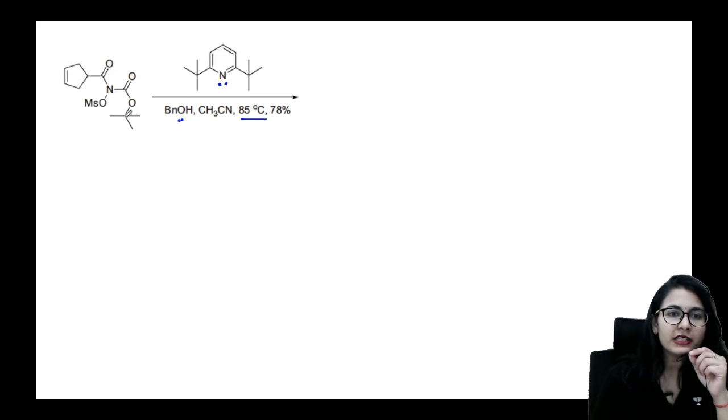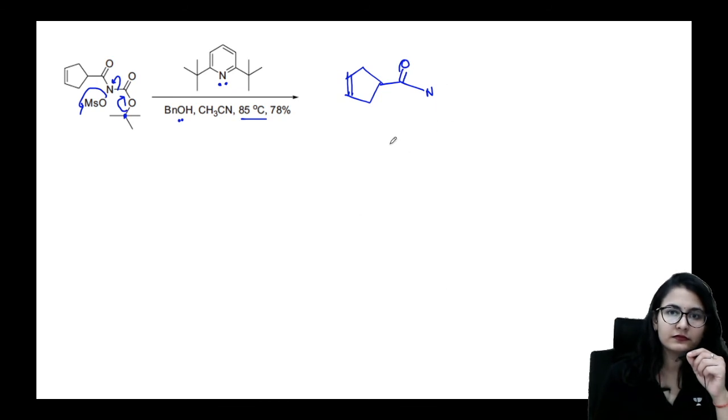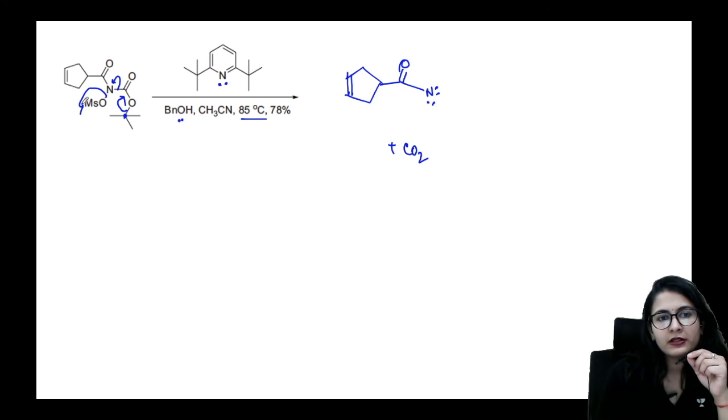Try this out by yourself and then I'll discuss. When you see that there is a tertiary butyl group over here, you can directly move the arrows in such a way that the OMs is going to leave. You know that mesylate is a good leaving group. I have to write the nitrene over here because I cannot write all of the arrows on the same molecule.